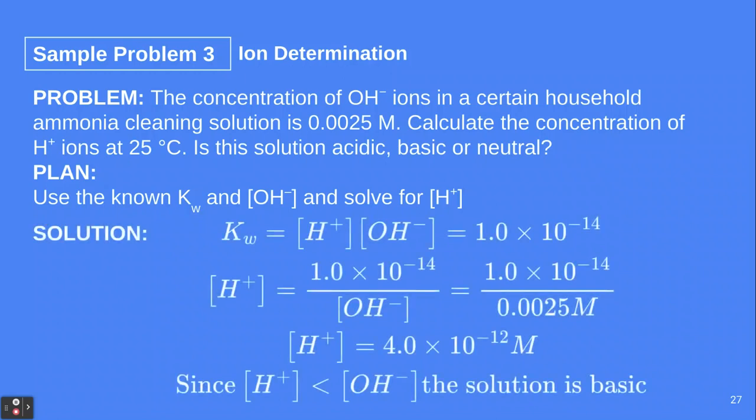All right, so we always know that equation Kw equals our proton times hydroxide equals 1.0 times 10 to the negative 14th. We're solving for our proton here, so we're going to divide by our concentration of our ammonia, which is 0.0025 molar. Then we figure out that the proton concentration is 4 times 10 to the negative 12th. Since the proton concentration is less than the hydroxide concentration, the solution would be basic.